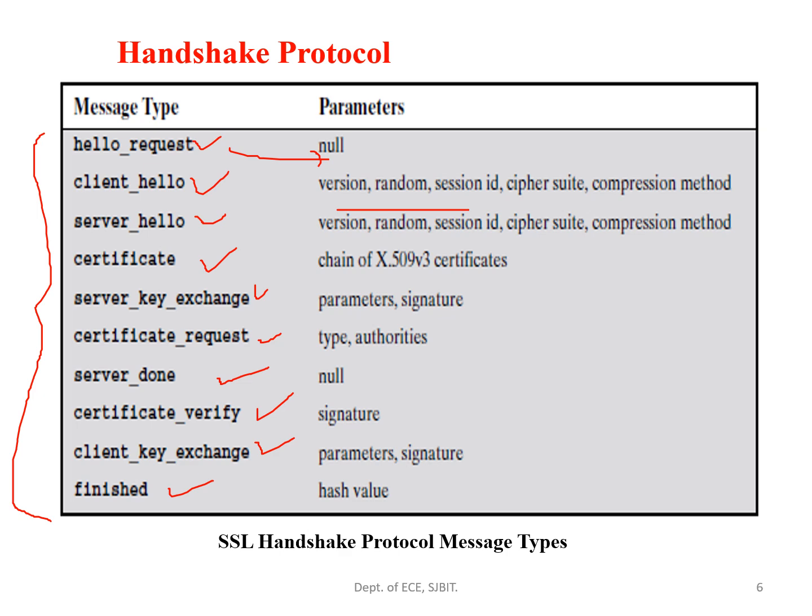We are going to consider server key exchange. Server key exchange is nothing but the parameters and the signature. Certificate request is type and authorities. Consider server done is null and certificate verify is a signature. Client key exchange consider parameters, signature. Last one is finished. Finished is a hash value. So these are the secure socket layer handshake protocol message types.